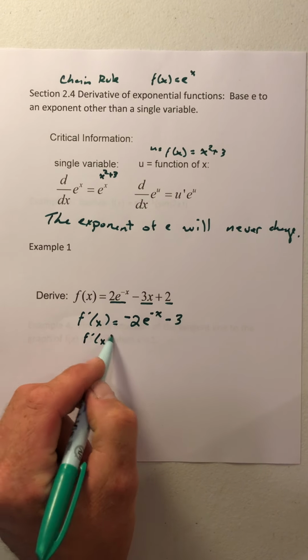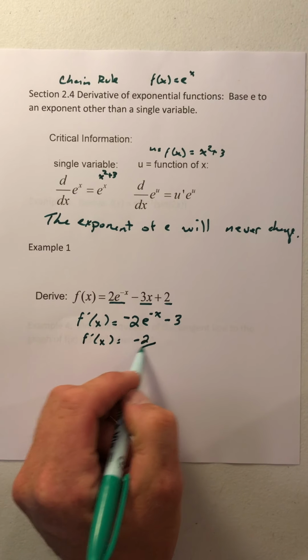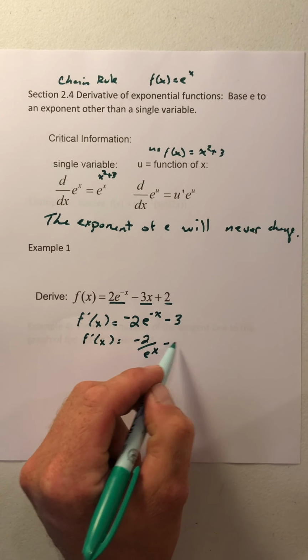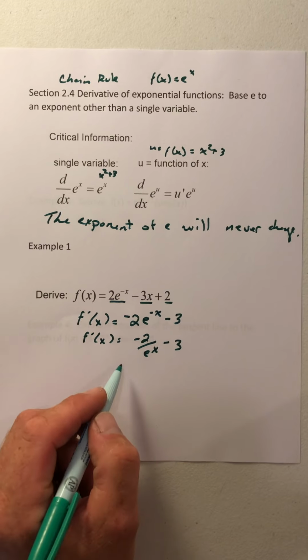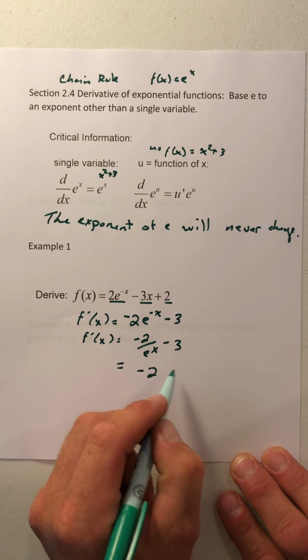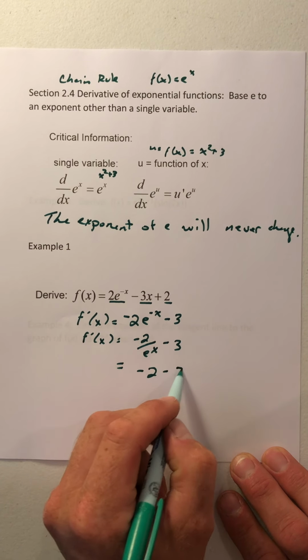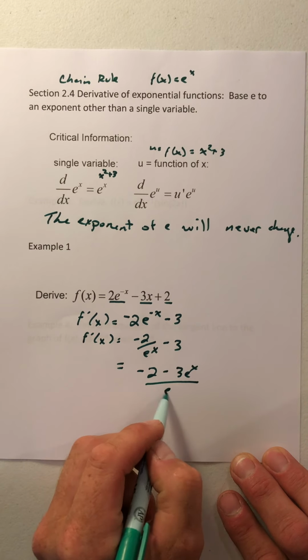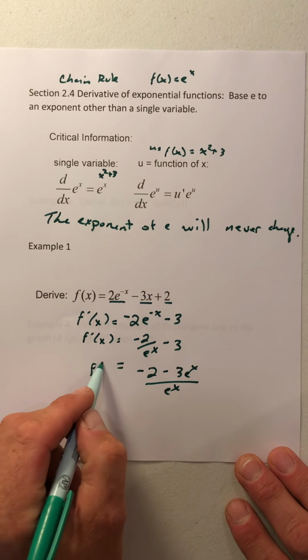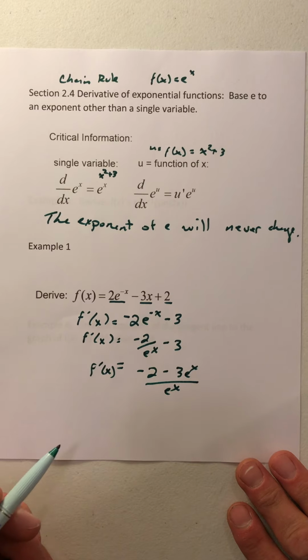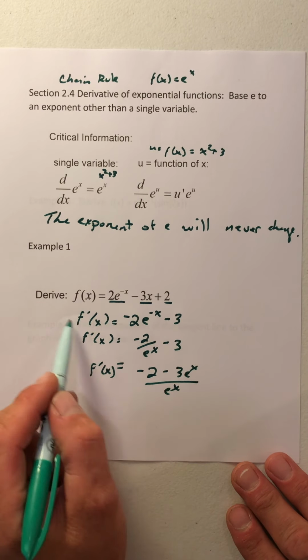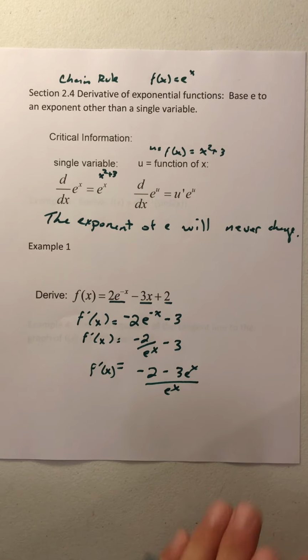However, if it's multiple choice, we might see it as negative 2 over e to the x minus 3. You may also see it as a common denominator of negative 2 minus 3 e to the x all over e to the x. Again, in extended response, any one of those would be acceptable. I personally would leave it. Once we've answered the question, we leave it and we're done.